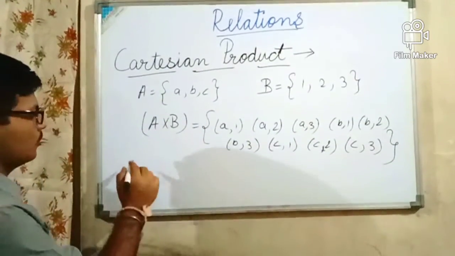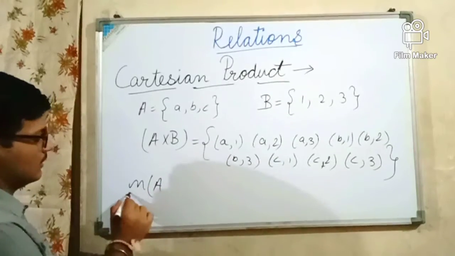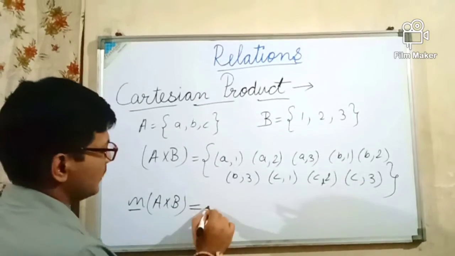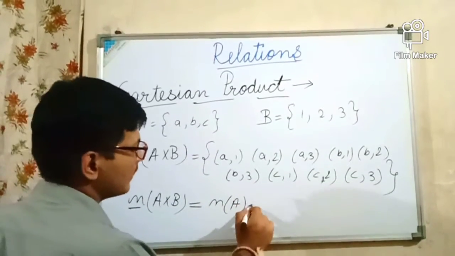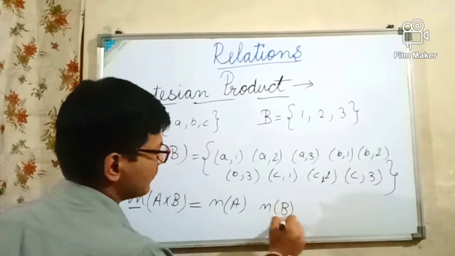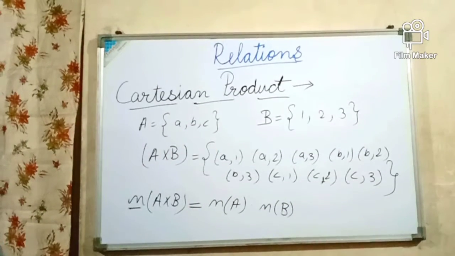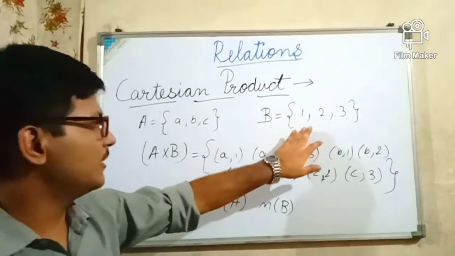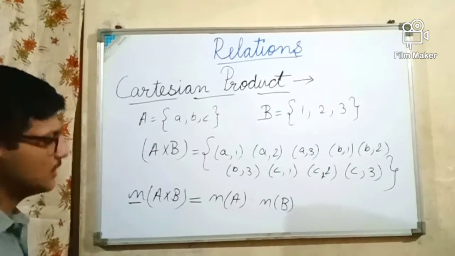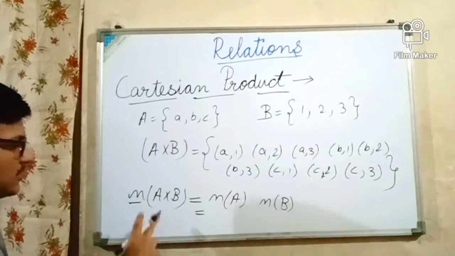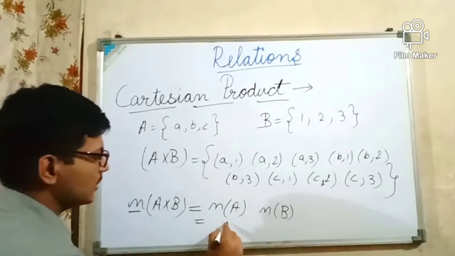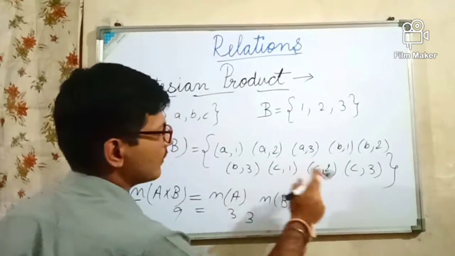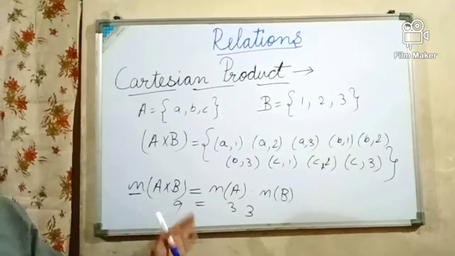Now the number of elements in A cross B, denoted by n(A cross B), will be the number of elements in A multiplied by the number of elements in set B. See, the number of elements in set A is 3 and in set B again 3. So the number of elements in A cross B will be 3 into 3, that is 9. 1, 2, 3, 4, 5, 6, 7, 8, 9. Okay, satisfied, right?